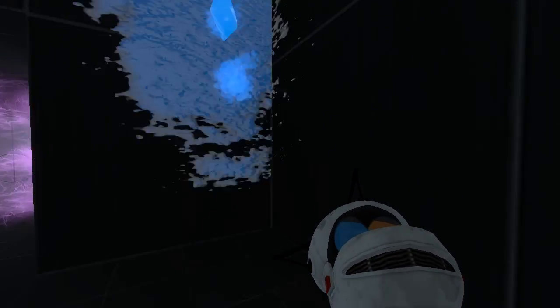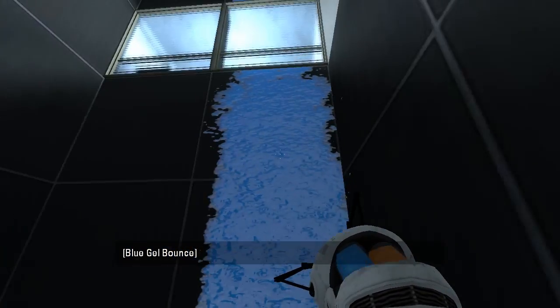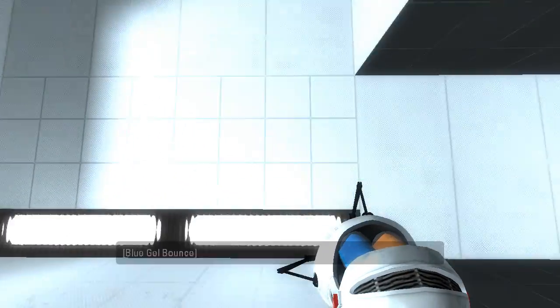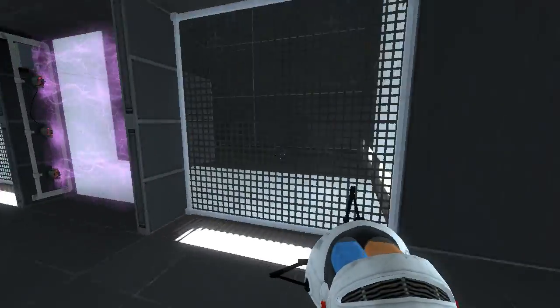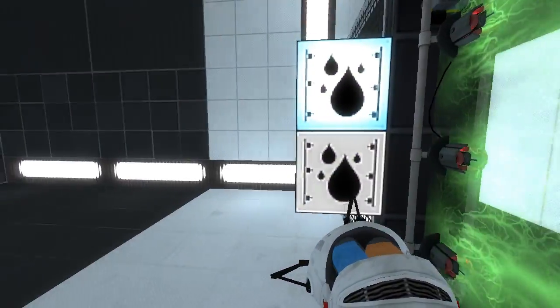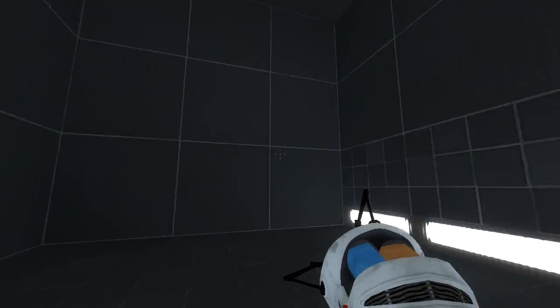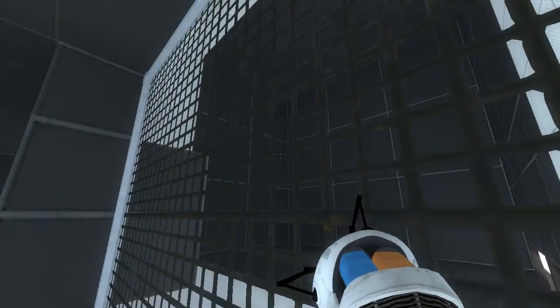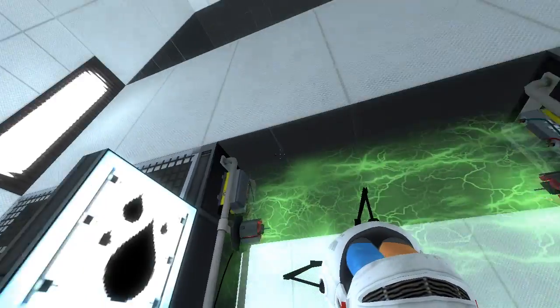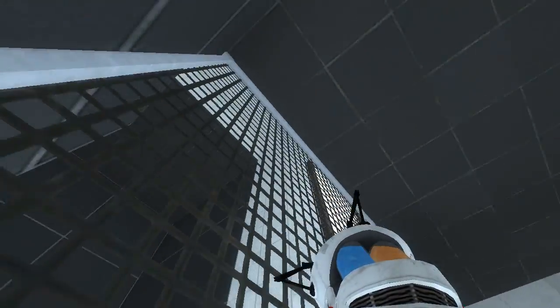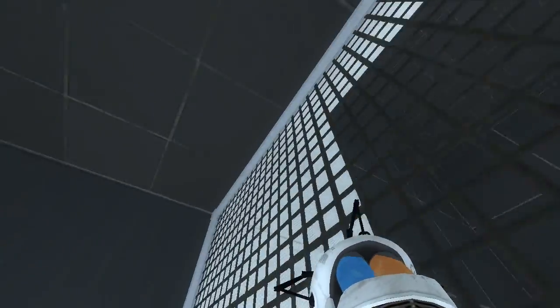Okay, let's see. Got both gels, I think. Nope, just the blue gel, okay. And we want to bounce up here like this. Okay, so far so good. And that takes away both of our gels, so we've gotta... Wait, where do we even want to go? Up there, okay. So... gotta shoot through the grating, and get it onto both sides here.